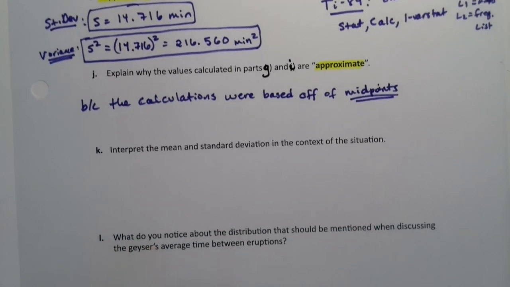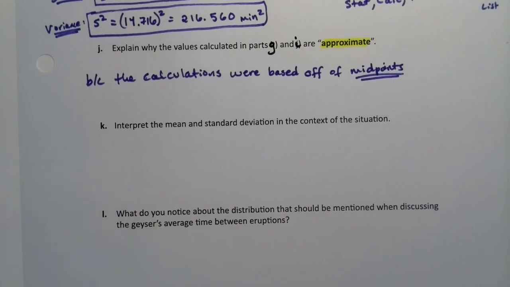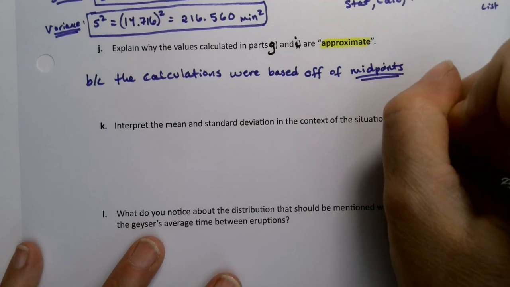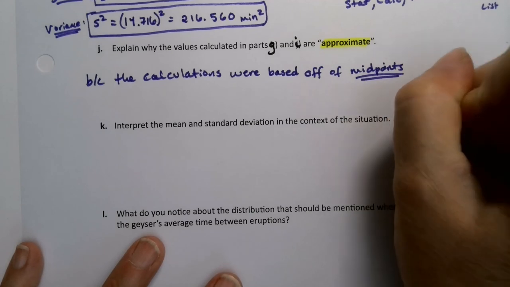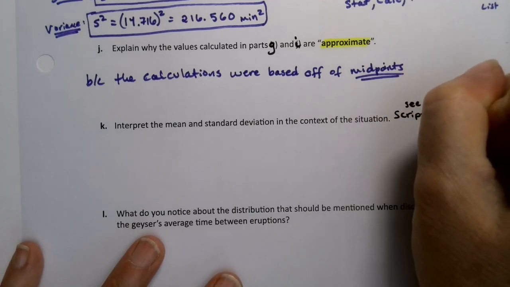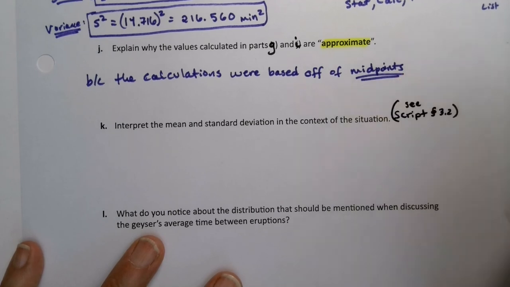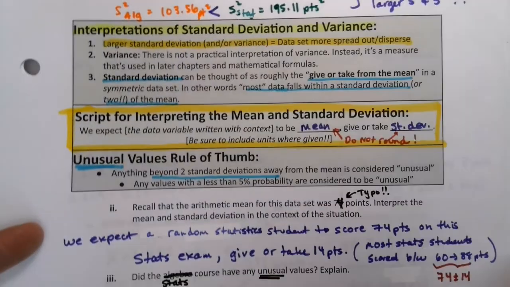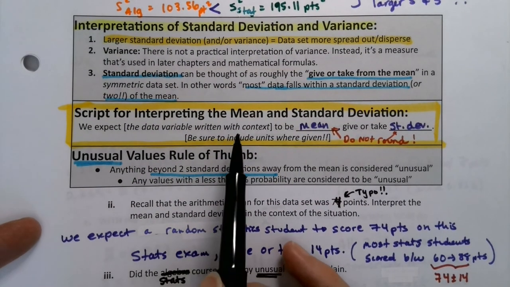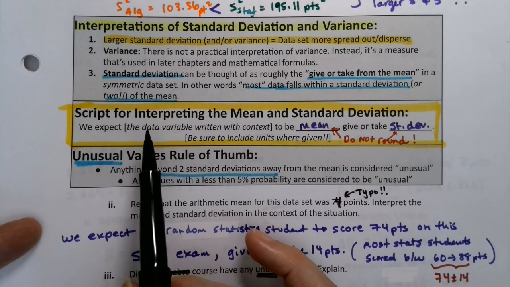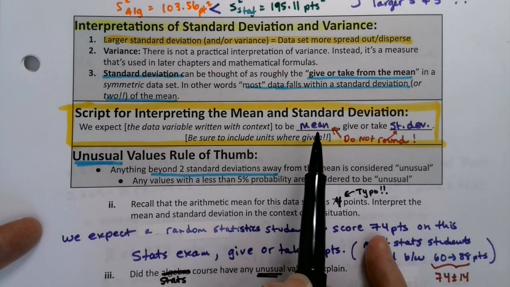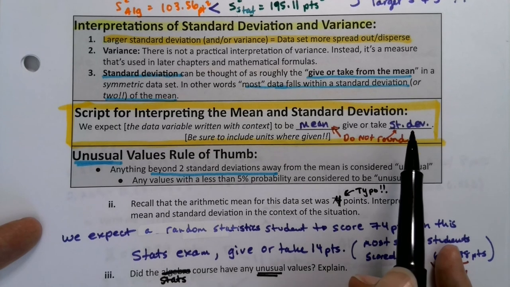All right, now what about the interpretation? Well, there's a script for that we learned, so we want to keep in mind that script from section 3.2. I went and grabbed it. We expect, and then we write the variable in context. So in our case, it's the wait times between eruptions of Old Faithful to be blah, blah, blah minutes, give or take blah, blah, blah minutes, right?